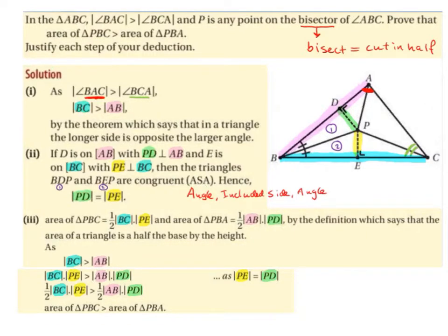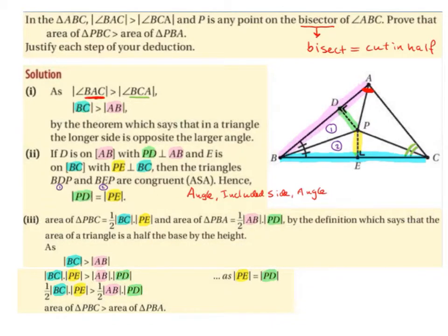So hence, the distance from P to D must be equal to the distance from P to E. So this green line must match up with this yellow line. So they must be equal because these two triangles, 1 and 2, are congruent. So 3 equal sides, 3 equal angles.